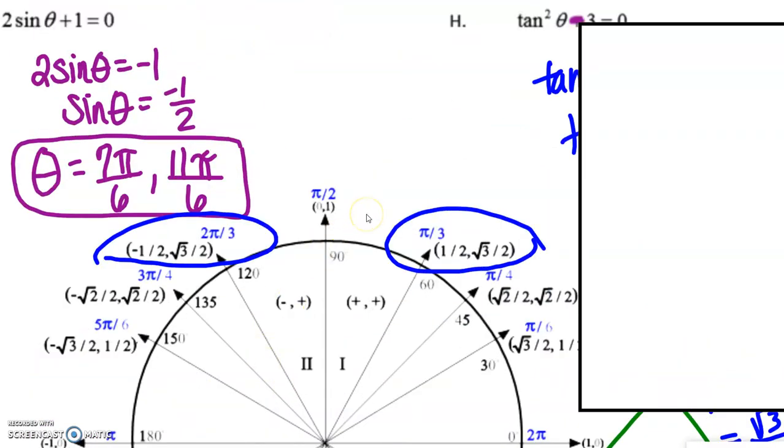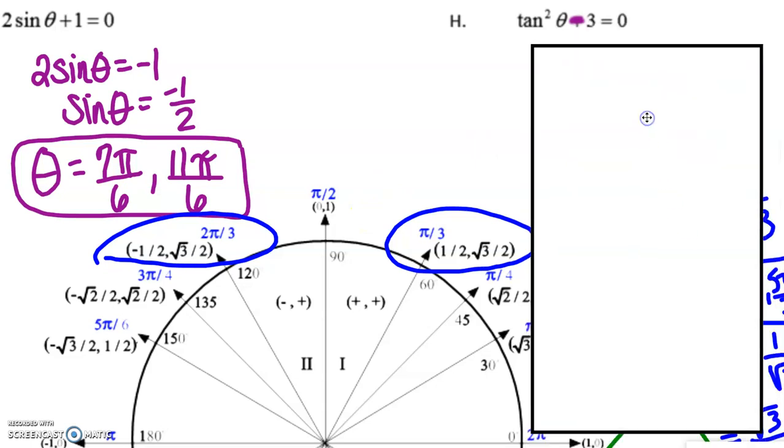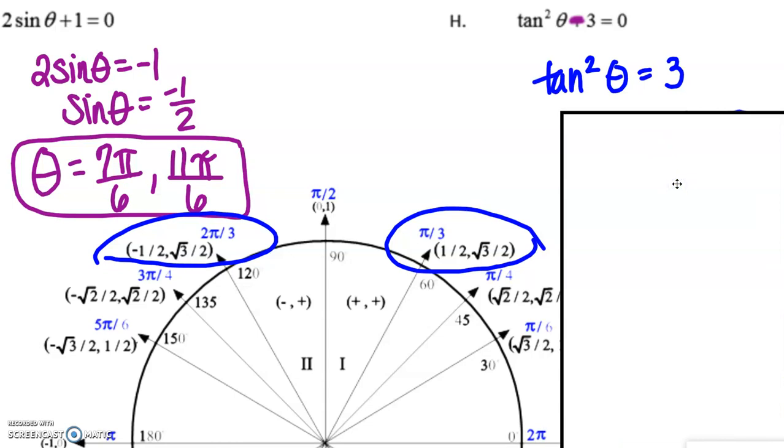All right, next one. Tangent squared theta, and I want this to be minus 3. Another typo. Woohoo! Tangent squared theta minus 3. Again, you're going to want to get the tangent all by itself. So first step, add 3 to the other side. When you do that, you end up with tangent squared theta equals 3.